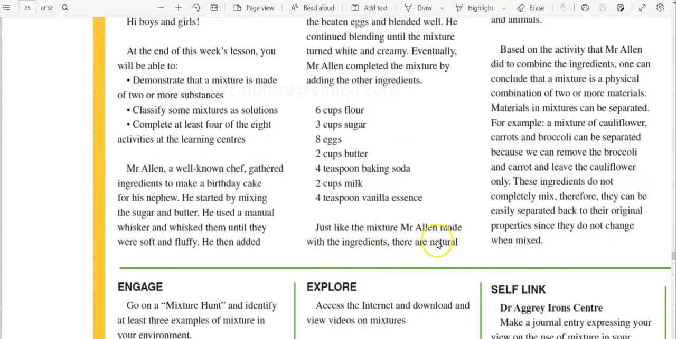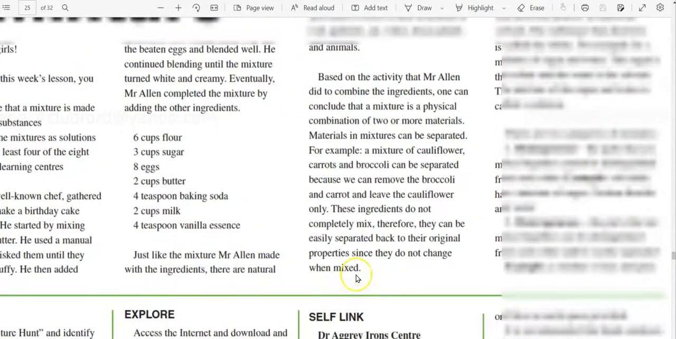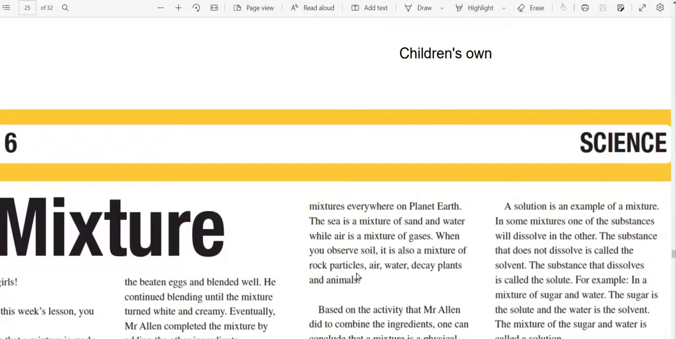Just like the mixture Mr. Allen made with the other ingredients, there are natural mixtures everywhere on planet Earth. The sea is a mixture of sand and water, while the air is a mixture of gases. When you observe soil, it is also a mixture of rock particles, air, water, decayed plants, and animals.